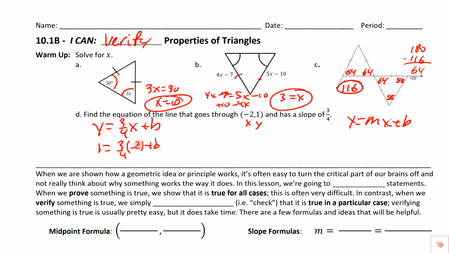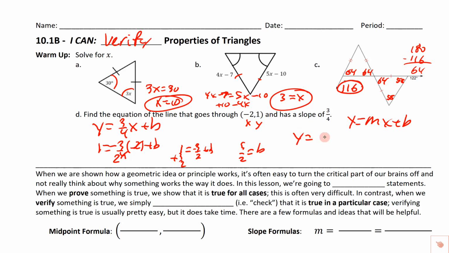So I'm going to do a little bit of cross-canceling here. This is going to cancel with that. That's going to be a 2, so that's going to be a negative. So then I'm going to move this over to the other side. So this is going to be 1 equals -3/2 plus b. So I'm going to add the 3/2. So I end up with 5/2 equals b.